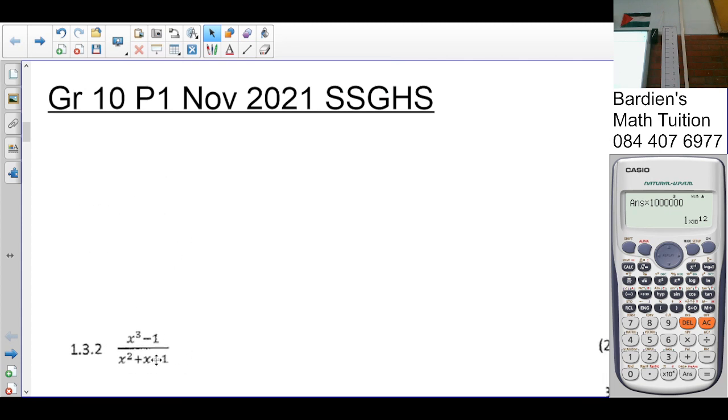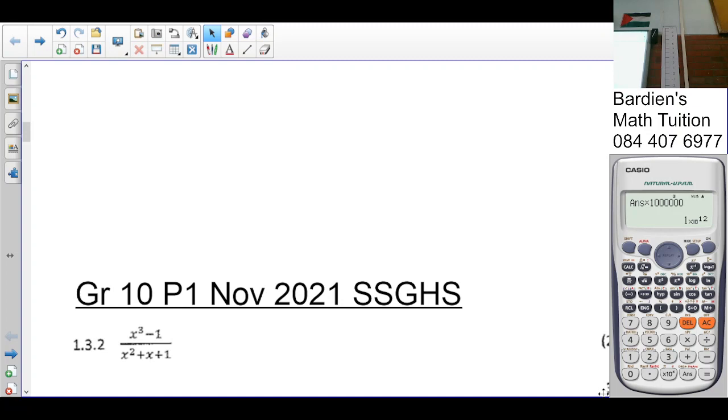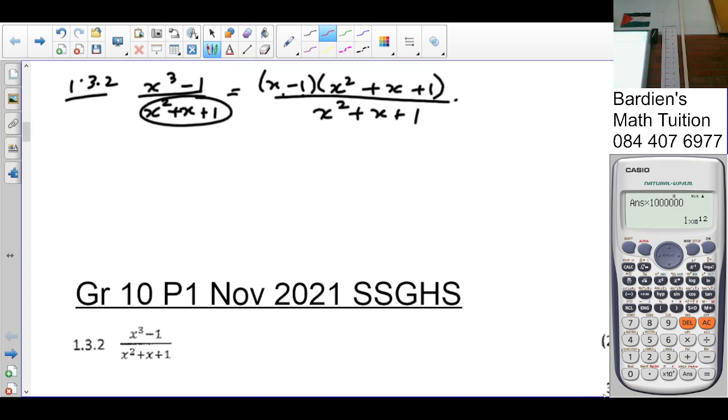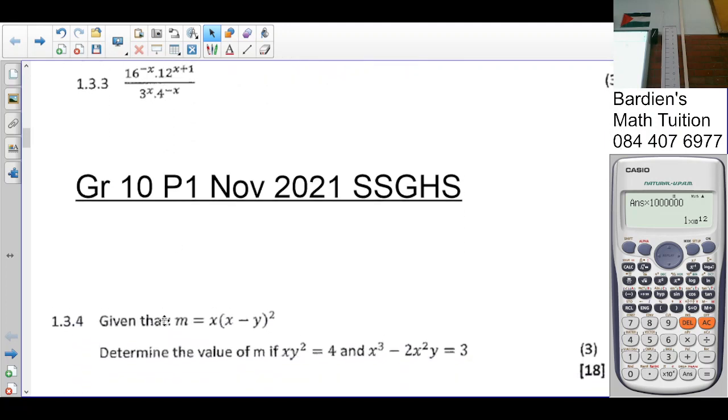Okay, the next question. In 1.3.2, we've got x cubed minus 1 over x squared plus x plus 1. Okay, so what do we notice here? It's a difference of cubes. So we take out x minus 1 as a common factor. And now, as your first factor, the cube root of x cubed is x, the cube root of 1 is 1, and the minus between, so it's the difference of cubes, so you square the first term, it's x squared, then positive, x times 1 is x, and the last term squared. Over, and as you can see, that bracket and this one here are the same, so of course it can't factorize, that cancels, and gives you an answer, x minus 1. Okay. Next one.